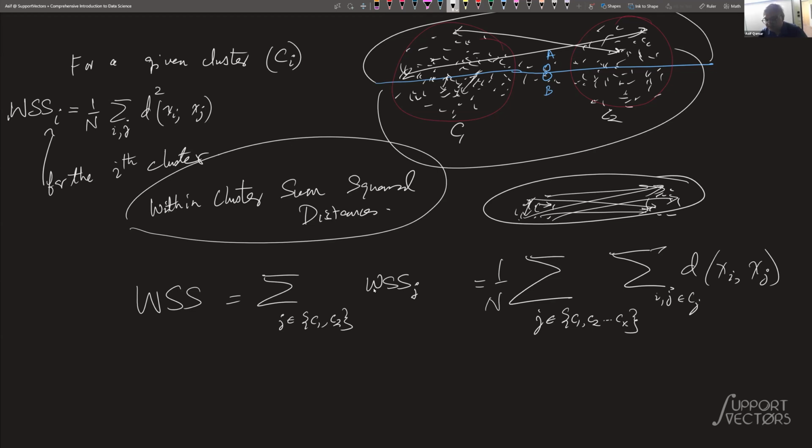So in other words, by adding up all of these measures, very intuitively, you can see that it measures the cohesion of the clusters. And this is the measure that you can use.